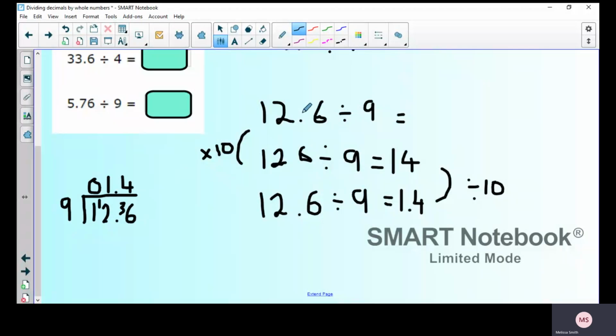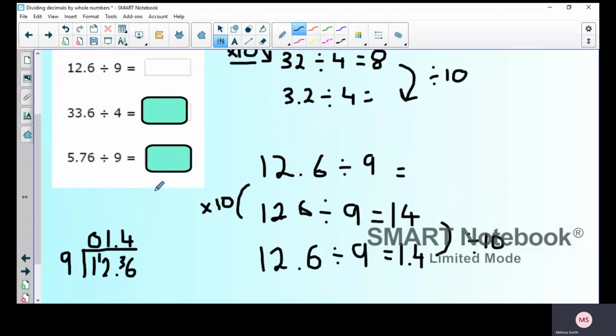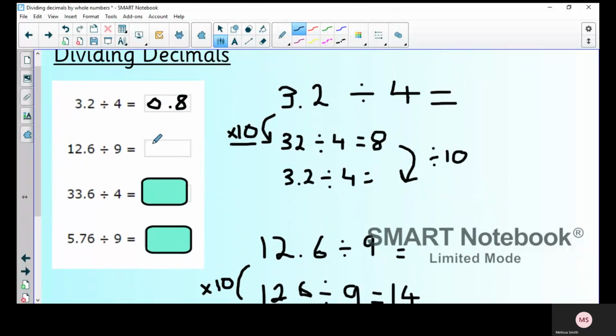You can turn the decimal number into a whole number and then make sure that whatever you did to turn it into a whole number, you then have to do the inverse to the answer. Or you can use bus stop method of division, short division, making sure that we remember the decimal points. Pause the video now and have a little go at doing these two questions to see how you get on.